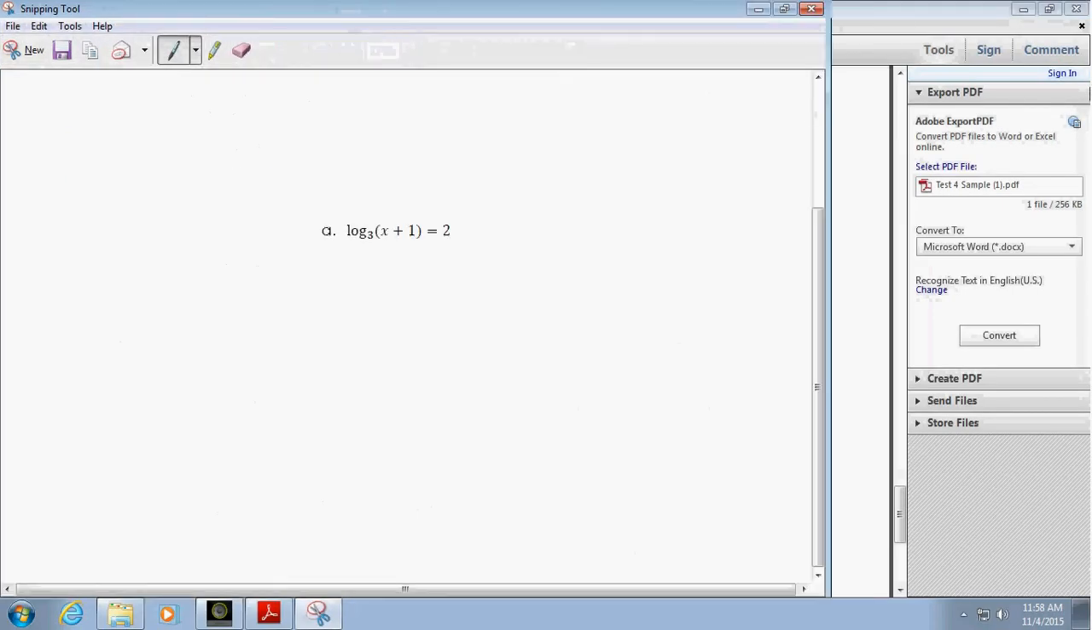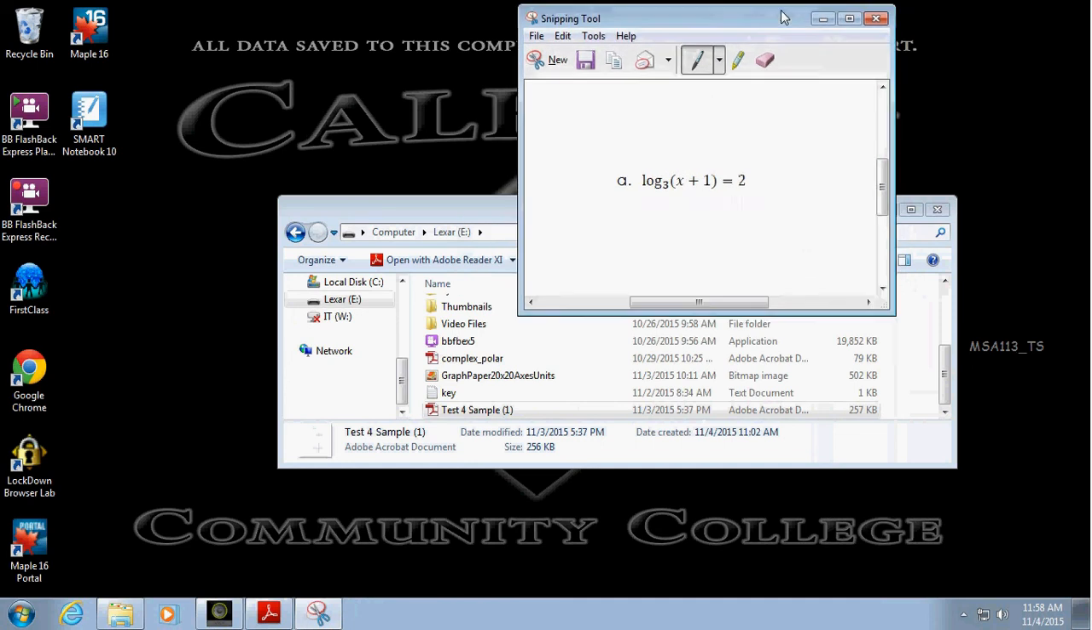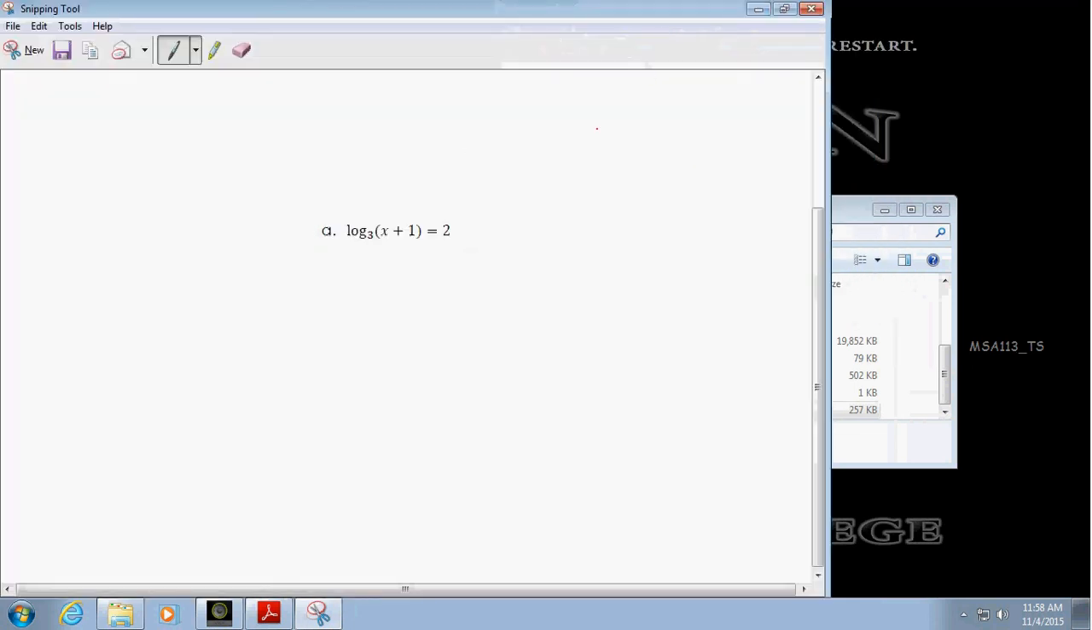So let's start by solving this one. All right, so how do we solve something that's log base 3 of x plus 1 equals 2? Remember, we had a list of, if it looks like this, this is what we do. We have a log equals a number. What's the rule for solving an equation that's a log equals a number?